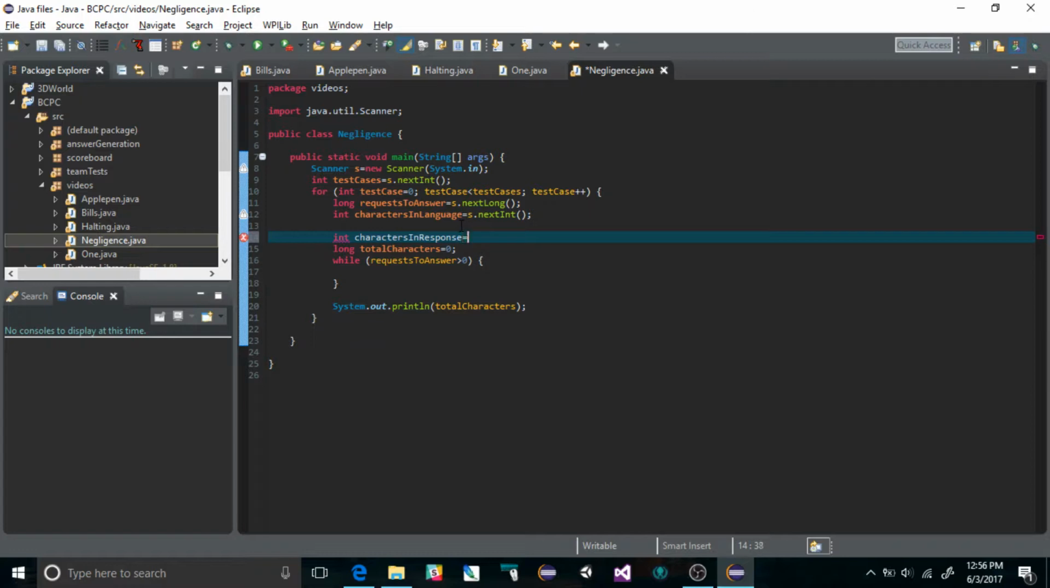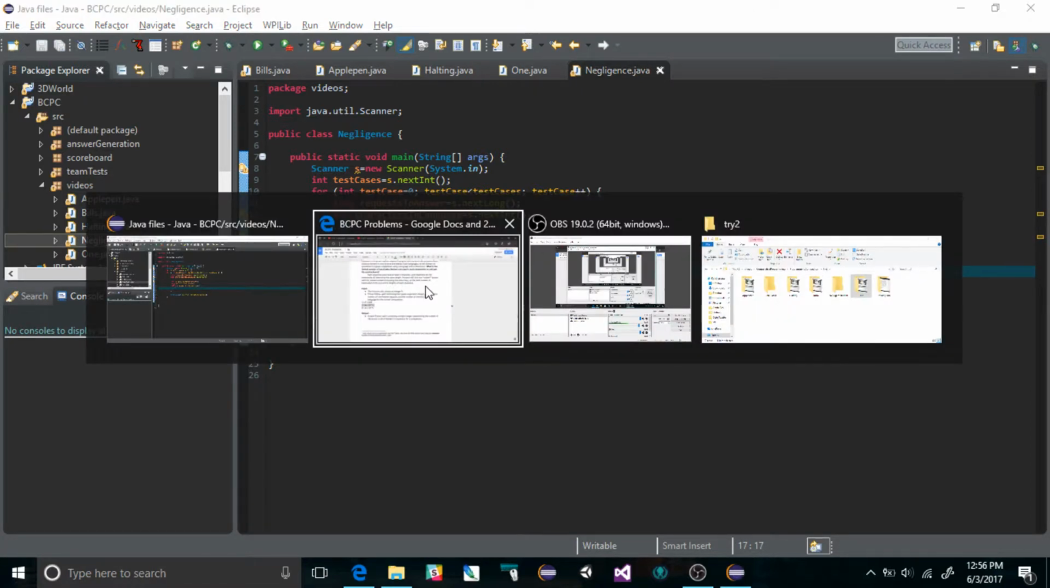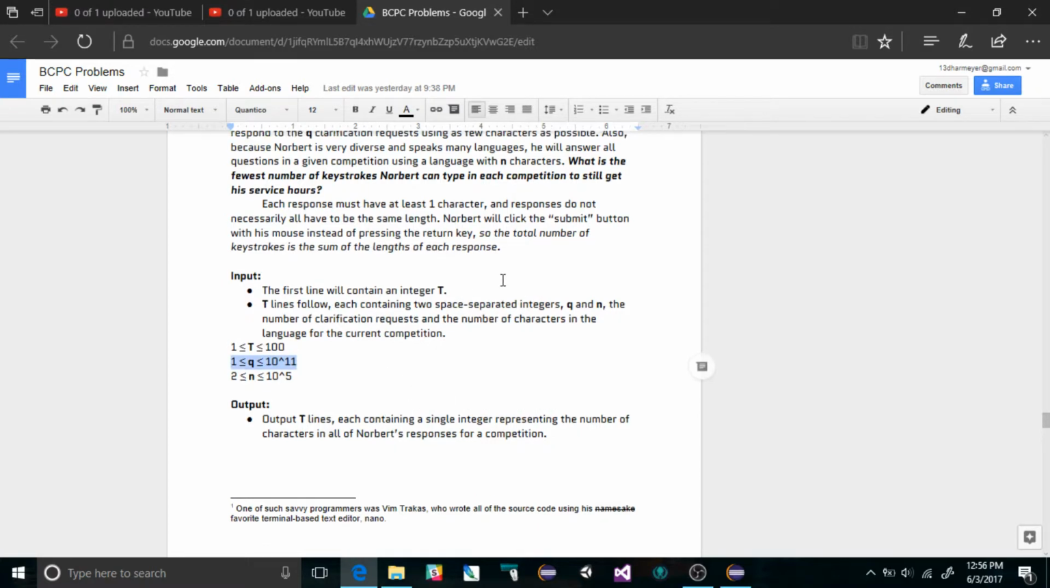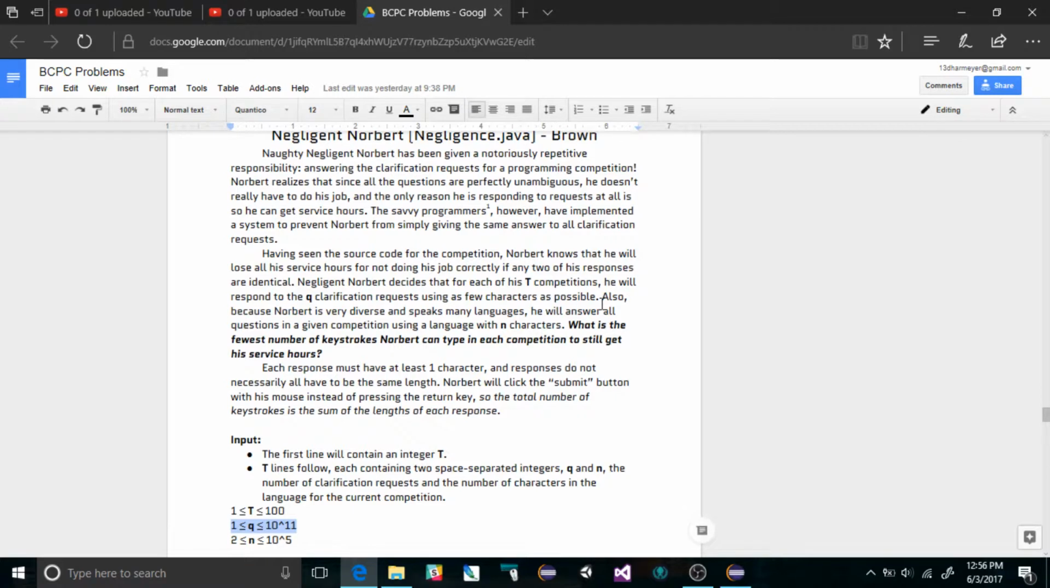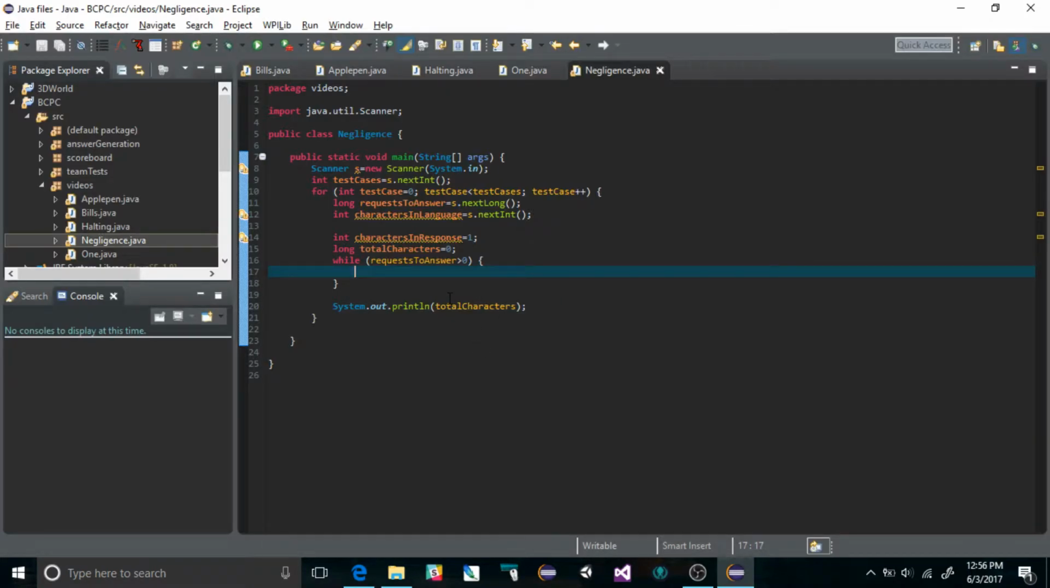And we're going to start answering all of the 1-character responses, and then we're going to move on to 2. Because each turn you want to use the fewest characters per response you can, that would make this a greedy problem. So this is the greedy problem of the set. A lot of them can be greedy depending on how you look at it, but this is most easily solved in a greedy way, I would say.